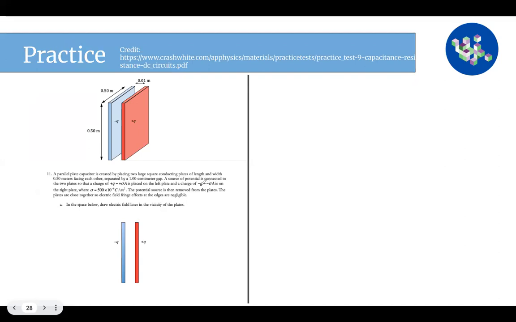In the space below, draw electric field lines in the vicinity of the plates. When it says electric field fringe effects at the edges are negligible, just assume you can treat these two parallel plates as infinite plates because the distance between them is so small. I'll give you a bit of time to work on that problem.